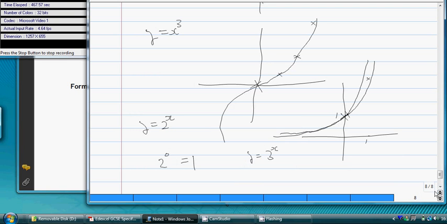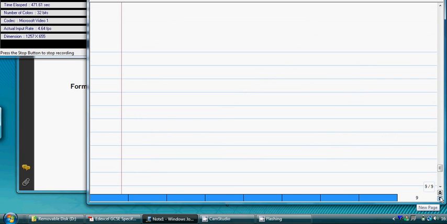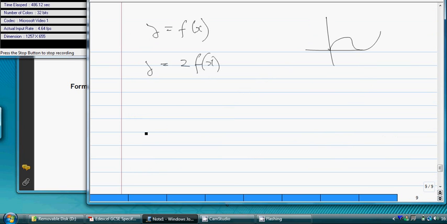Transformations, this is a bit complicated as well. If they give you a graph, we're on 500 seconds, I haven't got many seconds left. If y is equal to f(x), and we're asked to draw y is equal to, say, 2f(x), what happens to the graph? So the first graph, I'm going to do that.